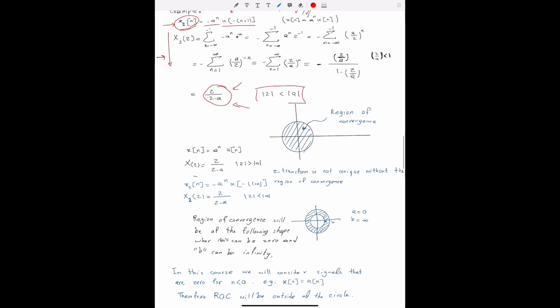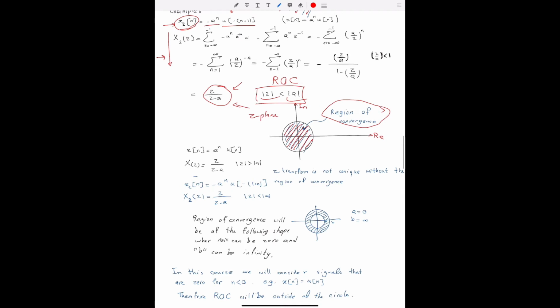However, what is different here is the region of convergence. So here, now, the magnitude of z is less than the magnitude of a, or if we are operating within the circle here of the z-plane. So if we are operating within this circle, then this function would have a z transform that can converge. So the region of convergence is within this circle.